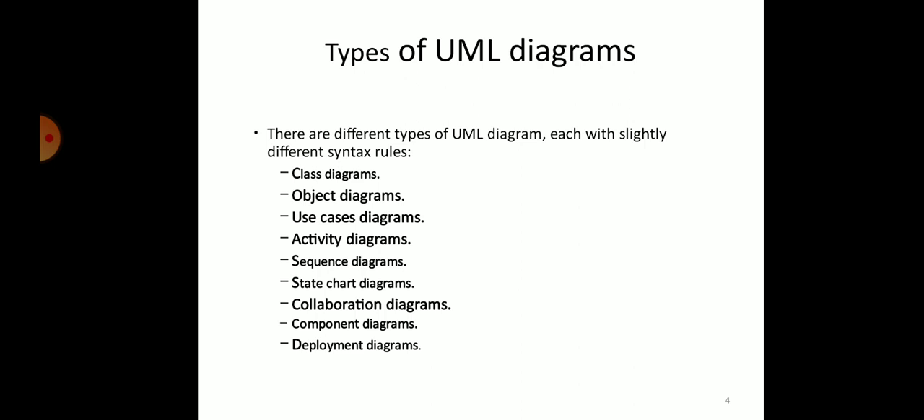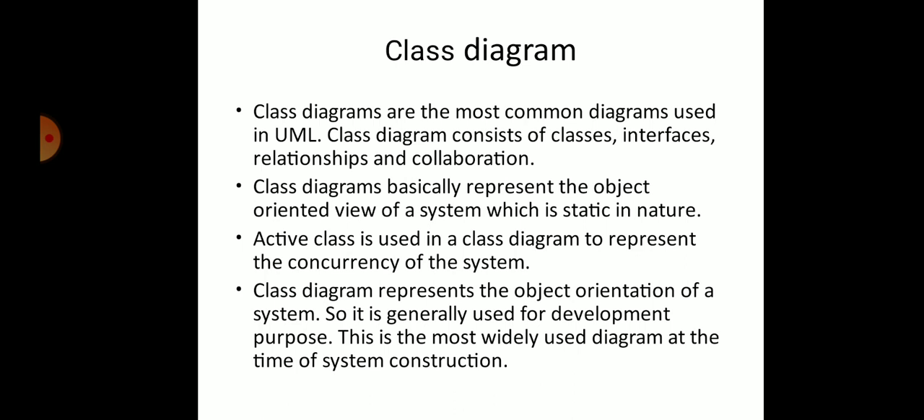Next, there are different types of UML diagrams, each having different rules and different syntax. Those are class diagram, object diagram, use case diagram, activity diagram, sequence diagram, state chart diagram, collaboration diagram, component diagram, and the last one is deployment diagram. These are the 9 diagrams of UML. First, we will see the class diagram.